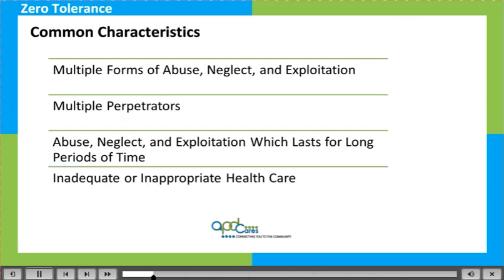A number of common characteristics have been identified among individuals with developmental disabilities who have been abused, neglected, or exploited. For example, individuals with developmental disabilities are more likely to experience multiple forms of abuse, neglect, and exploitation, multiple perpetrators, abuse, neglect, and exploitation which lasts for long periods of time, inadequate or inappropriate health care.